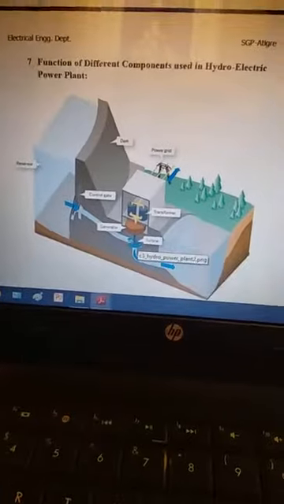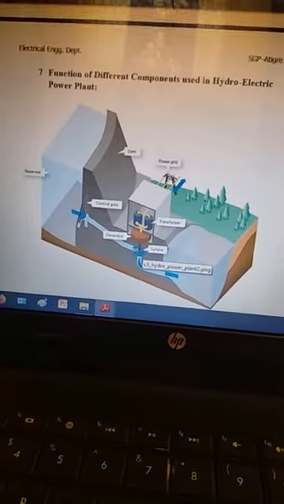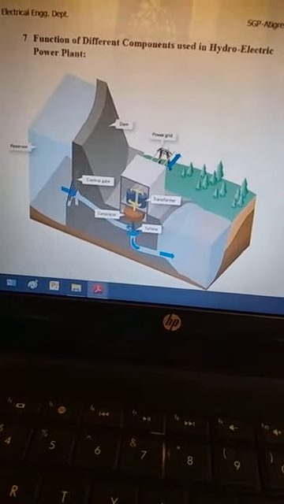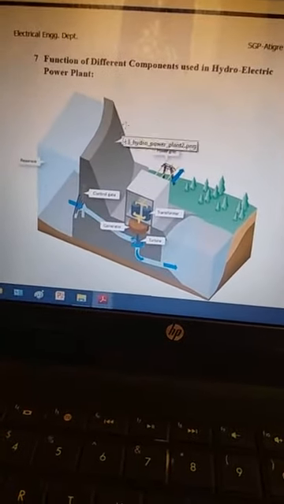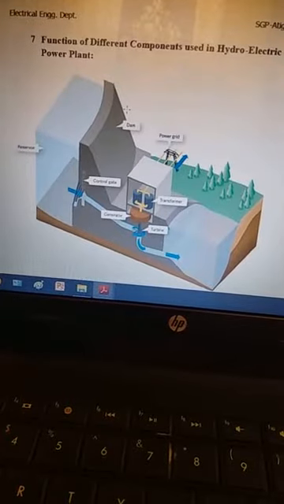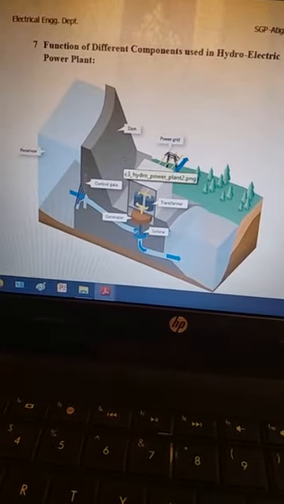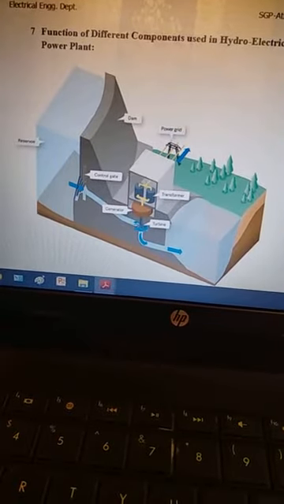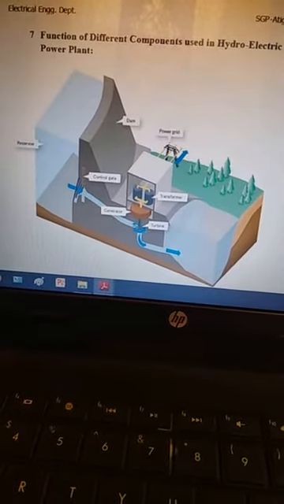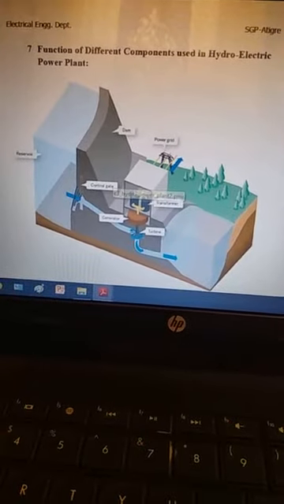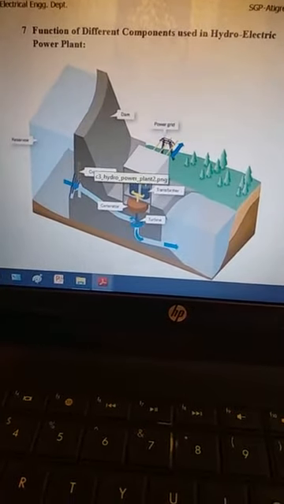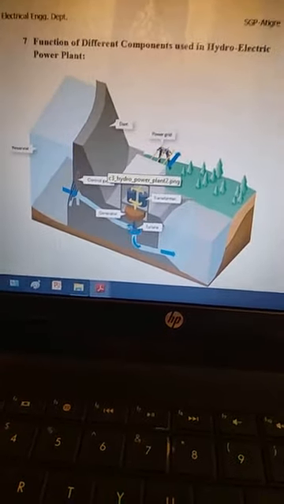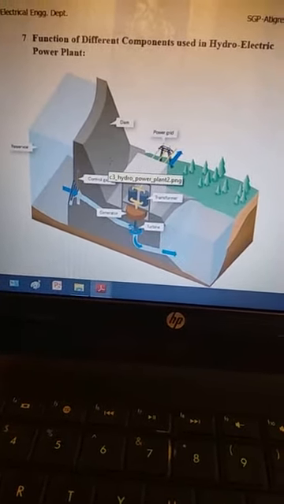So today we are discussing the topic: function of different components used in hydroelectric power plant. I told you already that there are some main components, that is powerhouse, dam, penstock, generator, and other things, but there are some other equipments that you don't know. Now we will see what the other equipments and components in this hydroelectric power plant are.